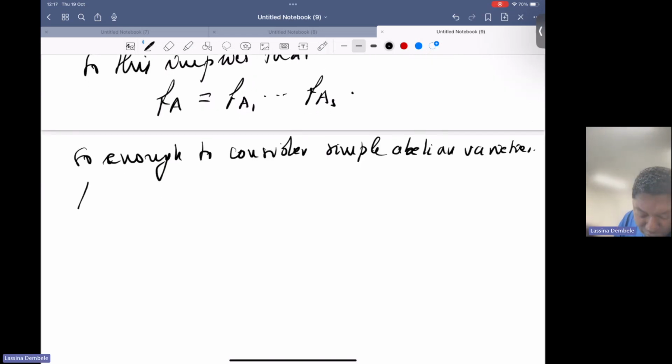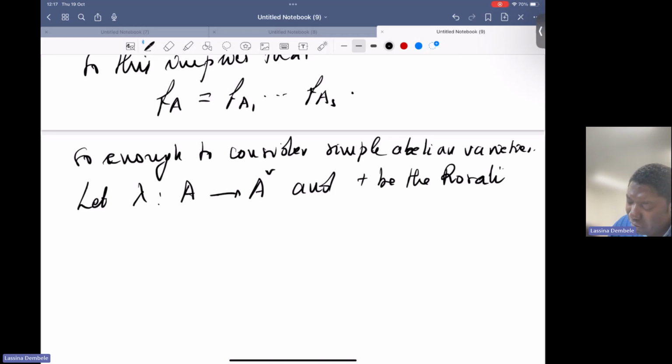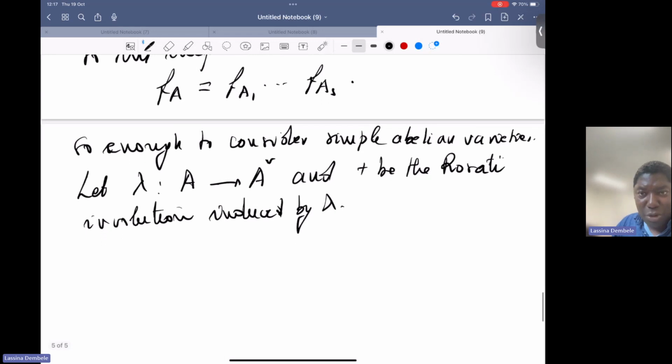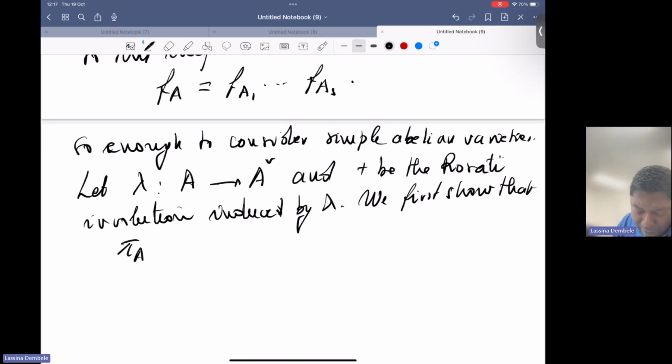And so now what we do, let lambda be a polarization on A, and then we're going to let dagger be the Rosati involution induced by that polarization. Then we are going to start by showing that, if we take pi A composed with pi A dagger, it's simply the multiplication by Q on A.